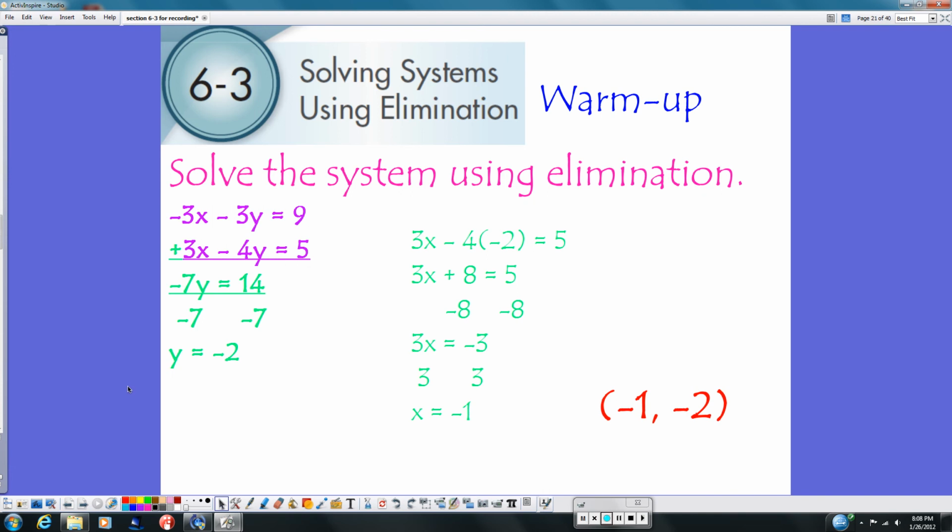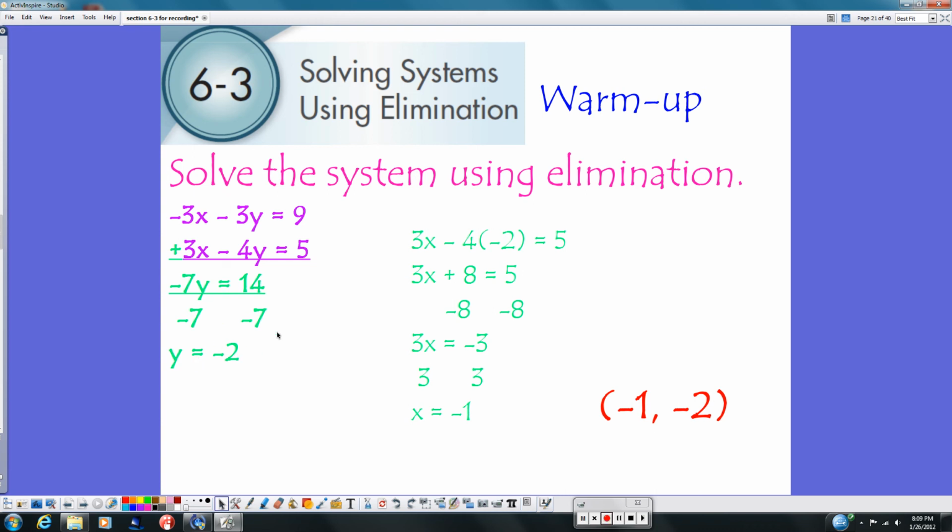Again, step 1 is to check to see that the equations are in standard form. They are. Step 2, look at the variables and see which one has the same coefficient. In this case, the x's had the same coefficient. One was positive, one was negative, so we're going to add the equations together. We get negative 7y equals 14. Divide both sides by negative 7 to get y equals a negative 2.